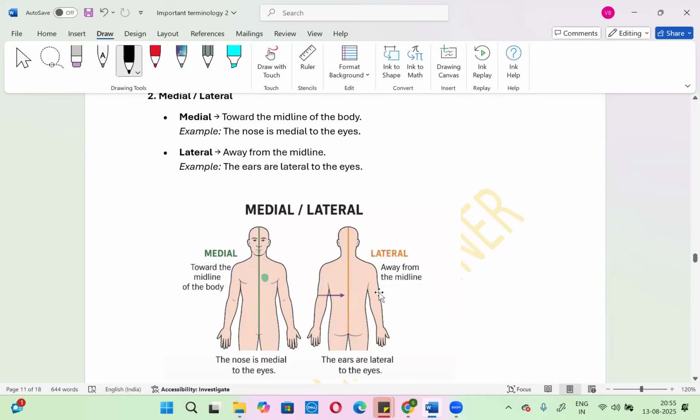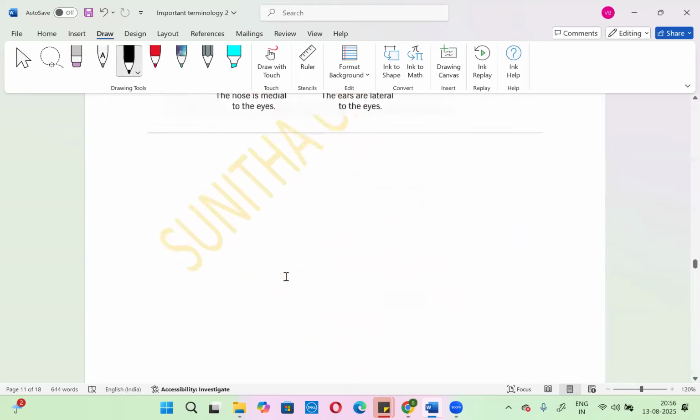If you see one example, the nose is in the middle of the eyes. So how will the doctor document it? The nose is medial to the eyes. And if you take lateral, the ears are lateral, away from the eyes. Like this you will come to know these terminologies.